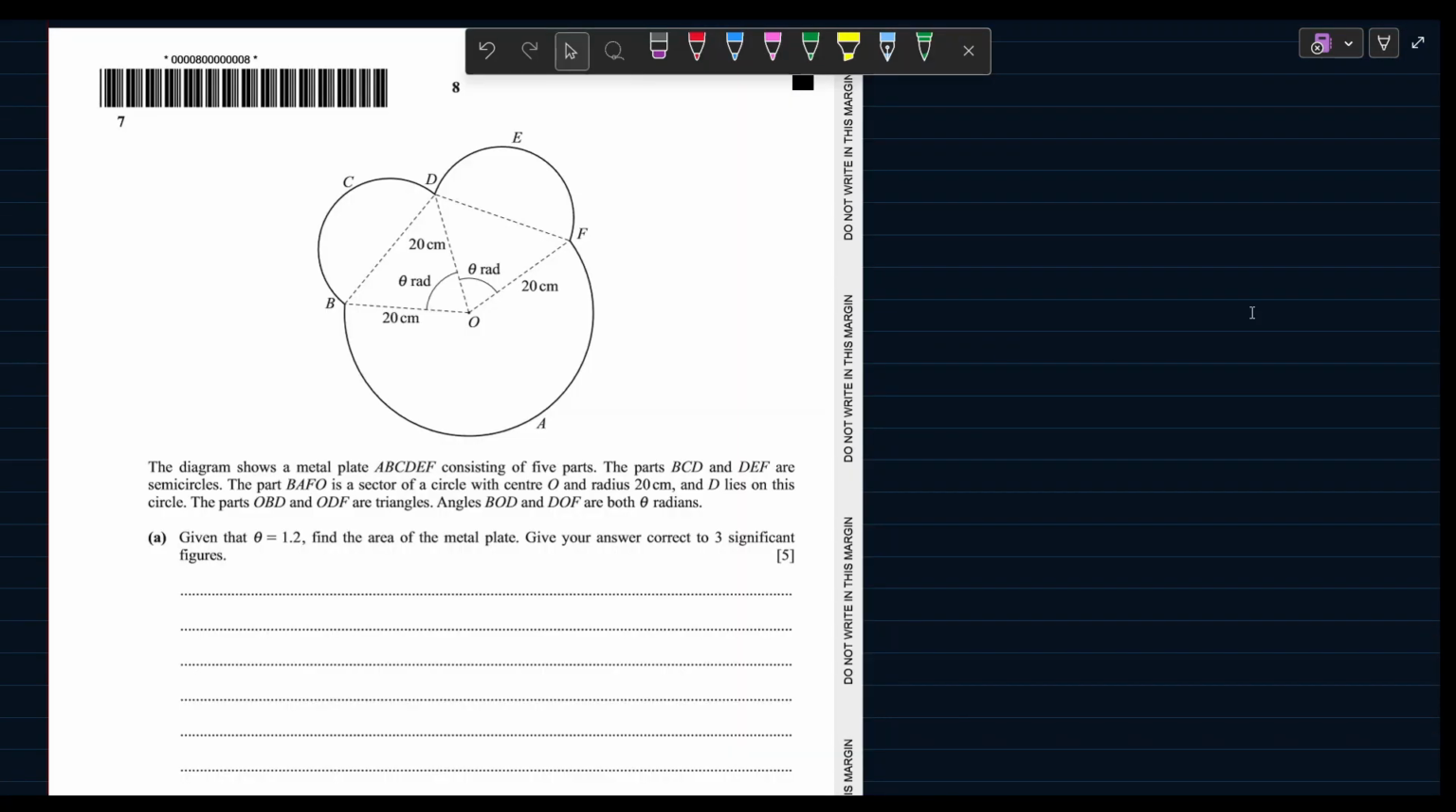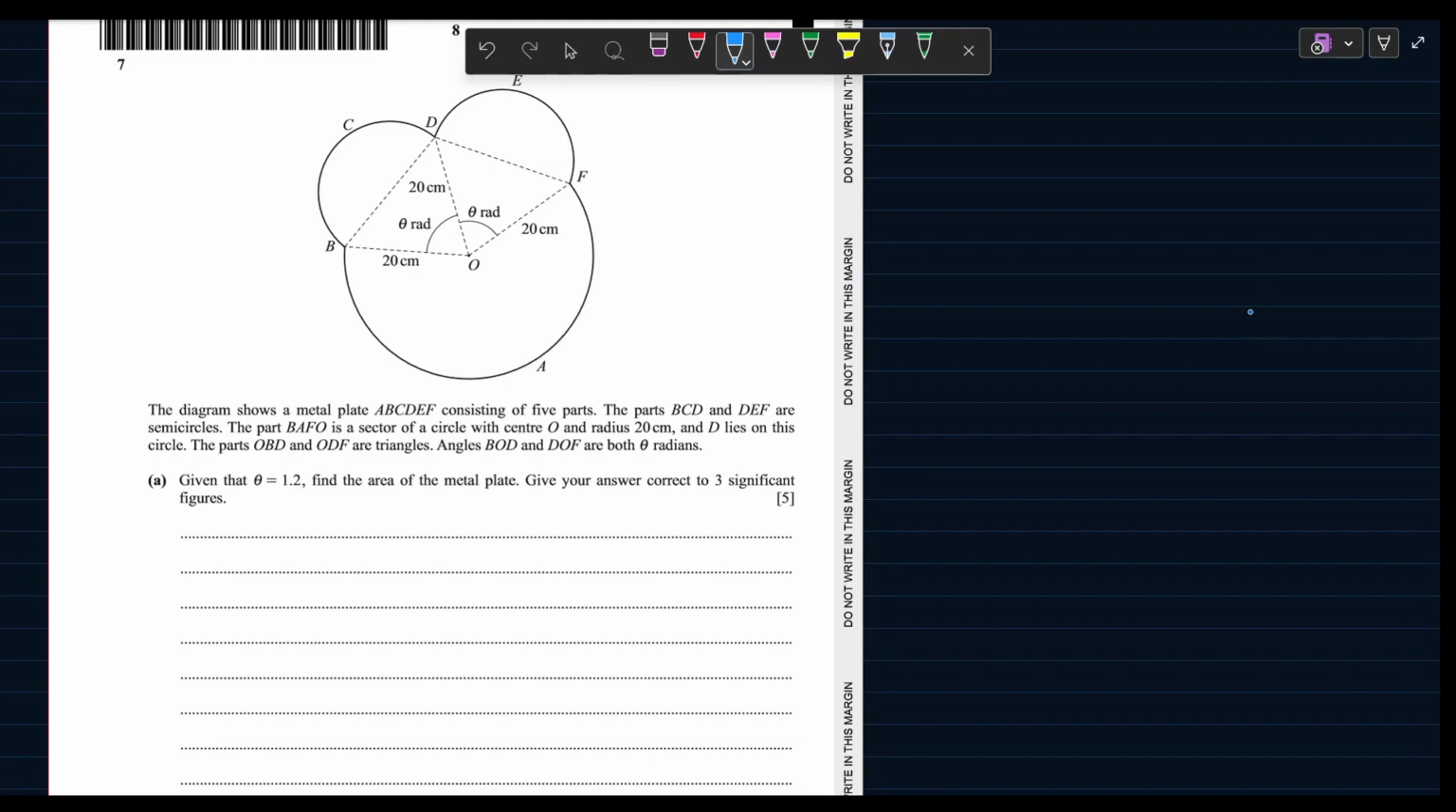Question number 7. The diagram shows a metal plate ABCDEF consisting of 5 parts. The parts BCD and DEF are semicircles. The part BAFO is a sector of a circle with center O and radius 20 centimeters, and D lies on this circle. The parts OBD and ODF are triangles. Angles BOD and DOF are both theta radians. Given that theta is 1.2, find the area of the metal plate. Give your answer correct to 3 significant figures.